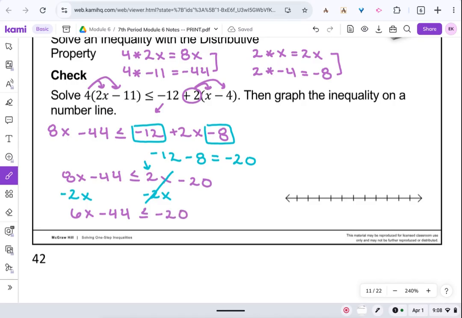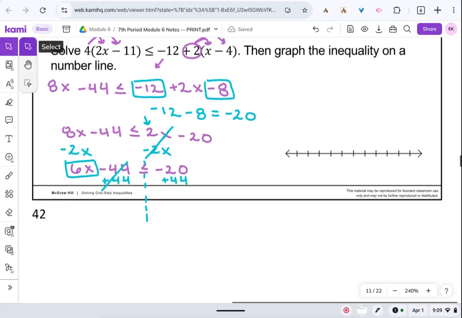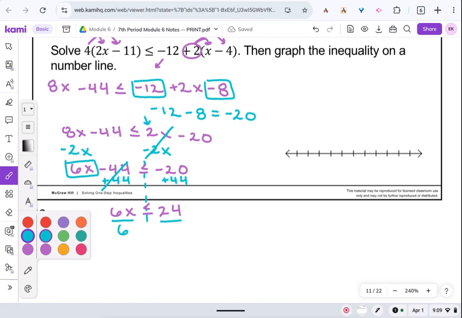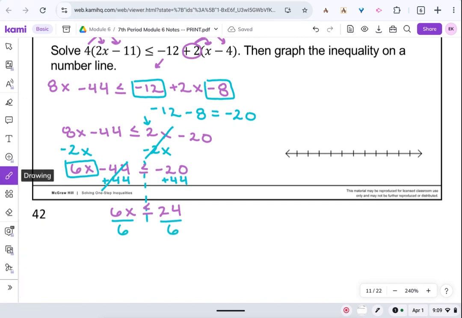And now once you get the variable to the left, the problem looks just like the ones we've been practicing. So take this, keep that there. We need to move the number outside of it. So it's a minus 44, so I'm going to add 44 to both sides. That'll cancel off here. Our 6x will come down. Inequality symbol. Negative 20 plus 44 is going to be 24. And then our last step, we're going to divide both sides by 6. And I get x less than or equal to 4.